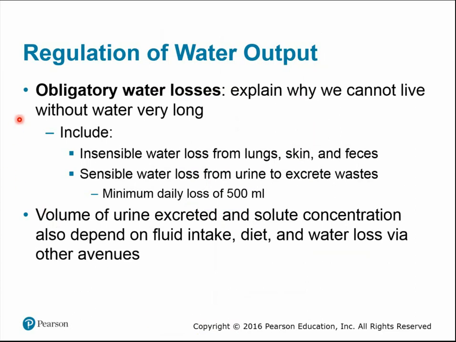So the obligatory water losses help explain why we can't go without water for very long. This is water loss that is unavoidable. So again, if it's obligatory, you're obligated, it has to happen. Right? These include things like that insensible water loss we mentioned from the lungs and the skin and the feces. And then the sensible water loss would be from the urine.